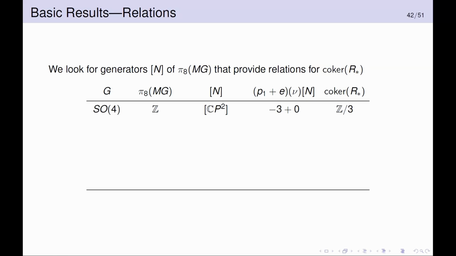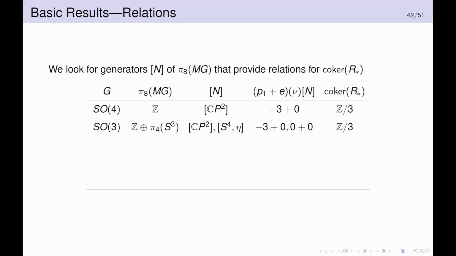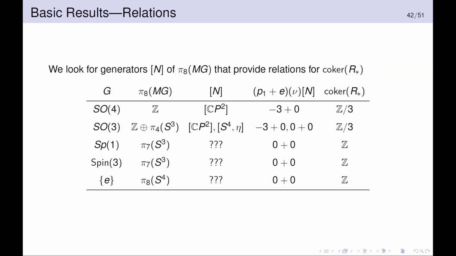And the combination of normal Pontryagin class and normal Euler class is -3, so our cokernel is Z mod 3. If we take other groups, SO(3) is interesting, of course. Well, we get another generator in the torsion subgroup, but the torsion subgroup maps to 0 necessarily, so it's still 0. For the other groups, like Sp(1), Spin(3), and E, we only have torsion generators, so the integers survive.